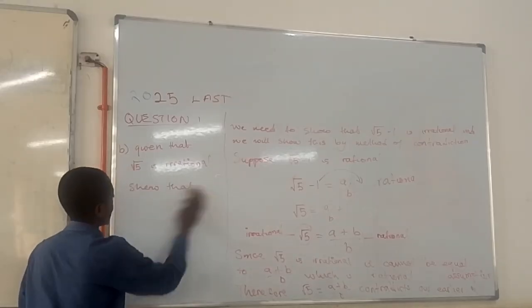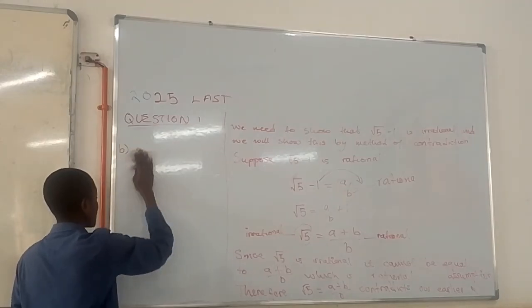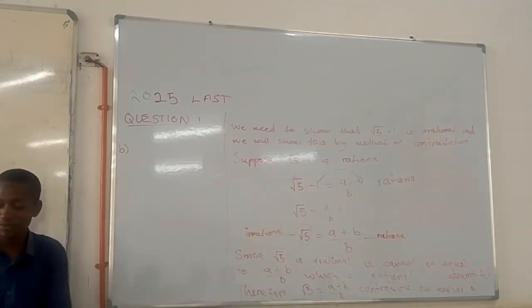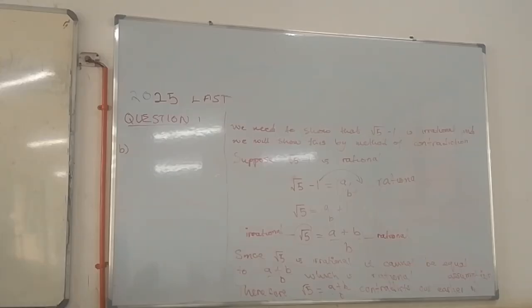Okay, so I think we can move on from this one, but try to understand what is happening here. Don't just memorize it. The next one is on complex numbers.